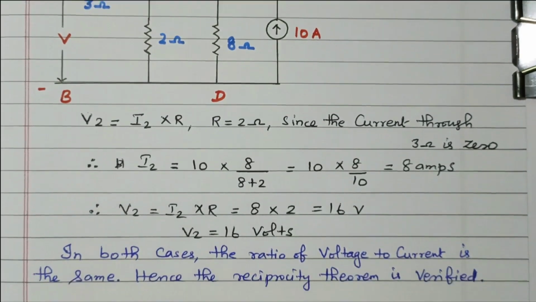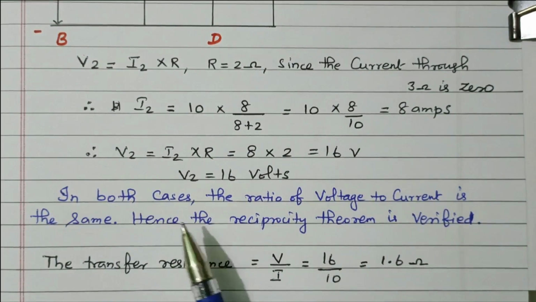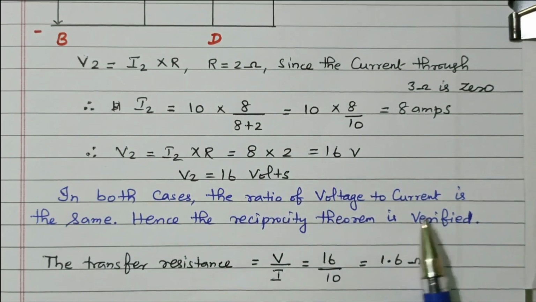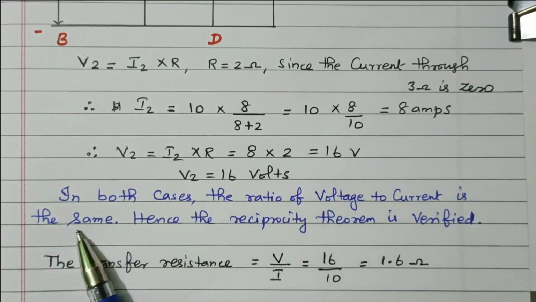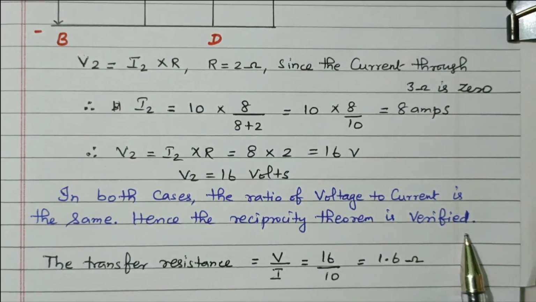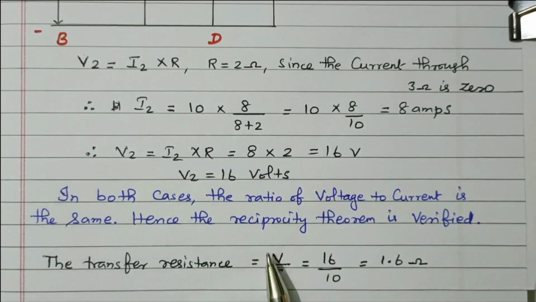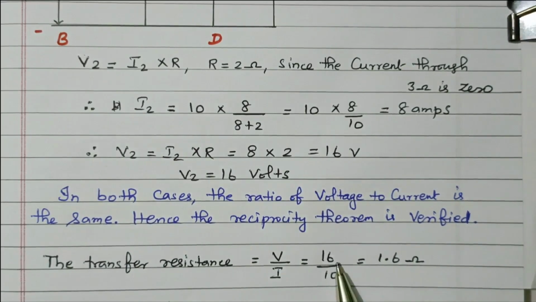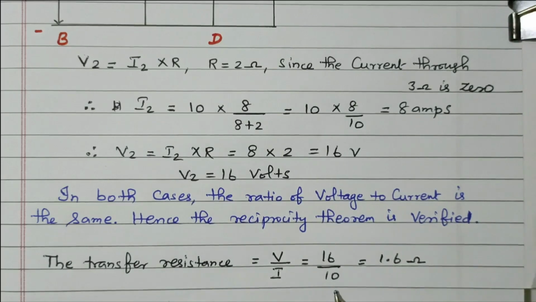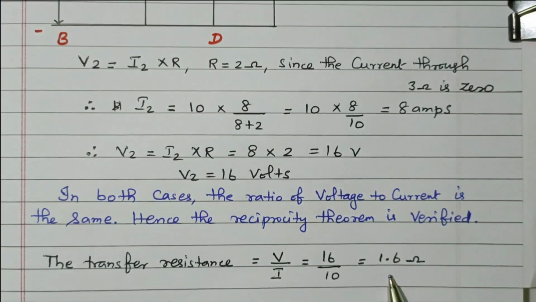Now we need to find the transfer impedance value. So in both cases the ratio of voltage to current is the same. Current is 10 ampere, voltage is 16 volt. Hence the reciprocity theorem is verified. So the transfer impedance, the transfer resistance, is V divided by I. V is 16 volt, what we calculated in step 1 and step 2. The current source is 10 ampere. So 16 by 10 equals 1.6 ohm. So the transfer resistance will be 1.6 ohm.